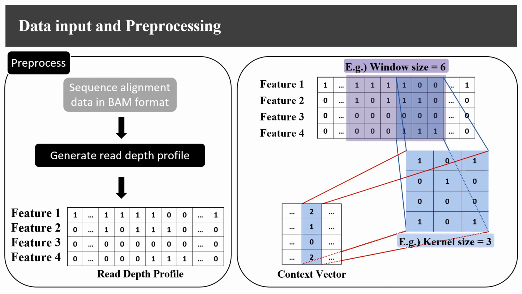Sequence alignment data in BAM format is transformed into a read depth profile through pre-processing as shown in the left figure, and the read depth profile vector is reduced via convolutional layers as illustrated in the right figure. This decreased the number of parameters that the model needs to learn through the pooling layer.